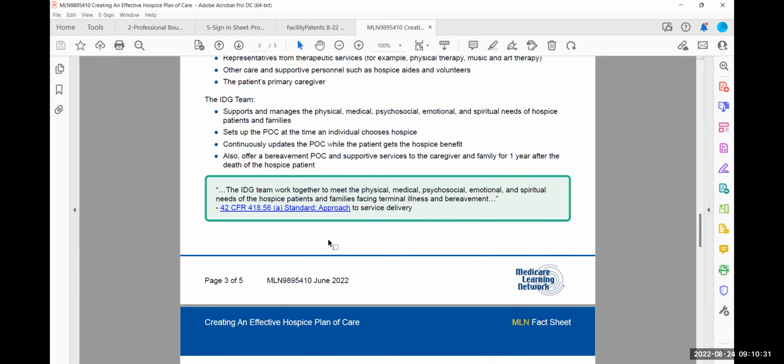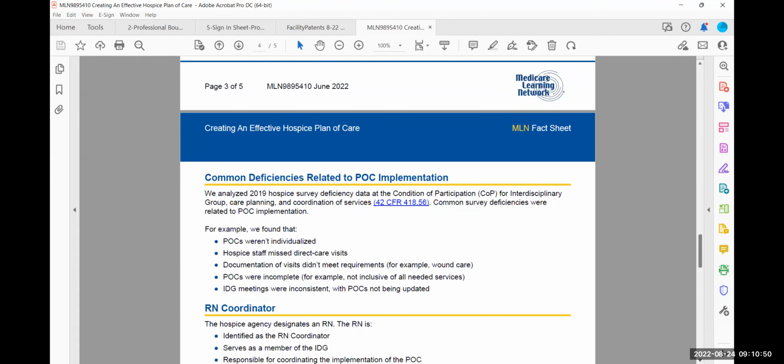So when they show this 42 CFR 418.56A, that is a condition of participation. That's a regulation that comes from Medicare that we have to follow. That's one of many, just, you know. So it's an interesting read to read through all of it.